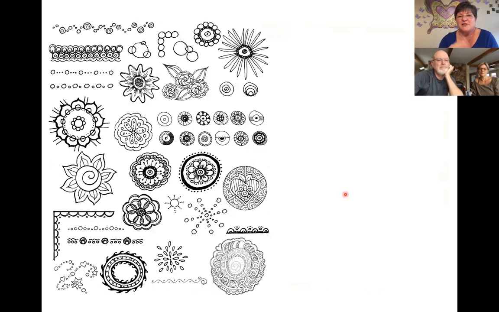So here's a whole bunch of examples of different things you can do with circles. You can make a lot of borders. You can create patterns that you then use in different areas of your piece, probably on the edges somewhere. You can layer circles together. You can also make swirls that are in the circle family but aren't exactly circles.